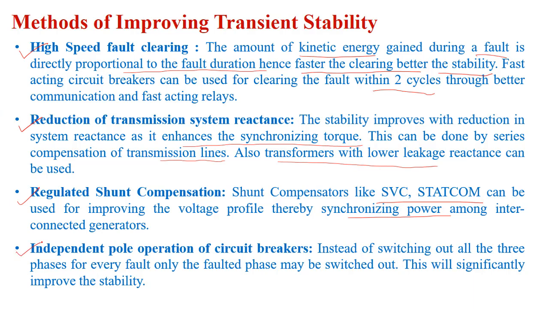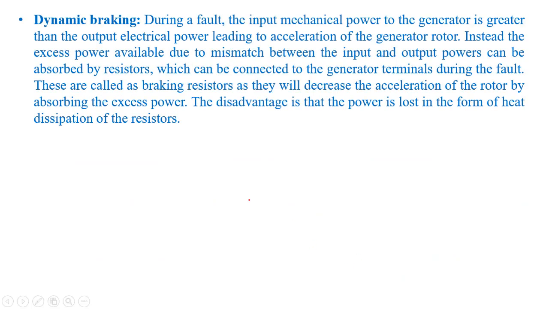The fourth one is independent pole operation of the circuit breakers. Instead of switching out all the 3 phases for every fault, only the faulted phase may be switched out. So this will significantly improve the stability of the system. Then the fifth one is dynamic braking.